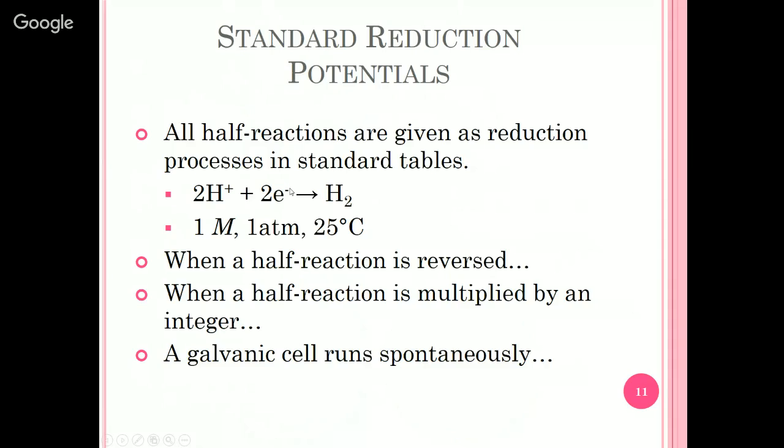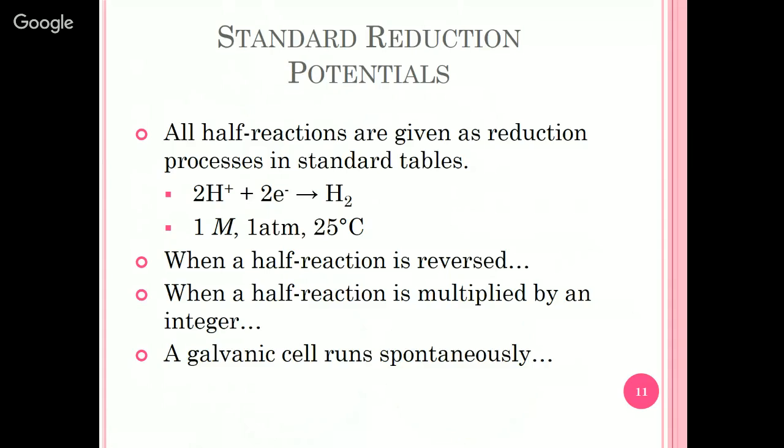All of these potentials were measured versus a standard electrode, and that standard electrode is the hydrogen electrode, which was assigned an arbitrary value of 0. Therefore, anything else is measured against it, whatever potential was assigned for that particular reaction. Here we have listed our standard state conditions of 1 molar concentration, 1 atmosphere for gases, 25 degrees Celsius, or 298 Kelvin. So when a half reaction is reversed, you simply reverse the sign of the potential.